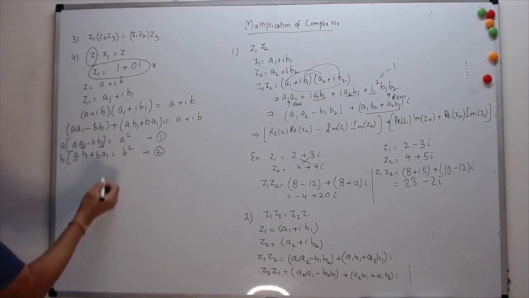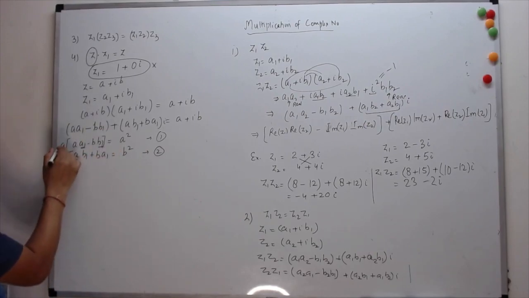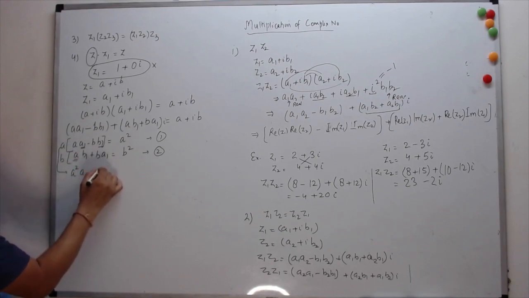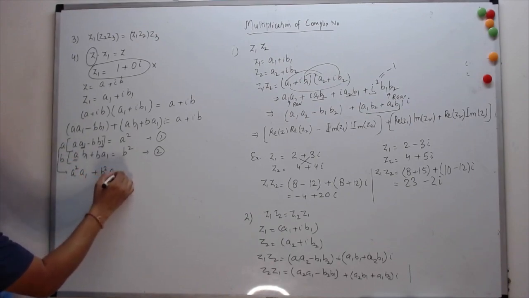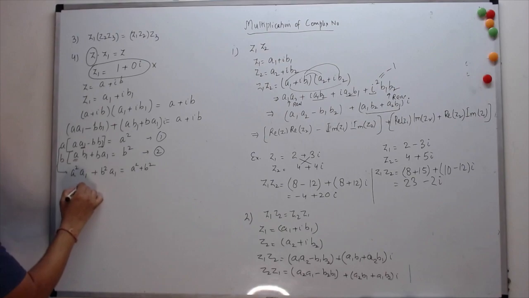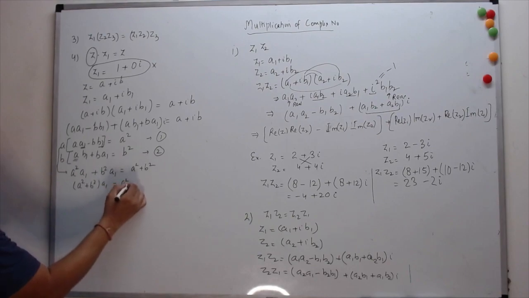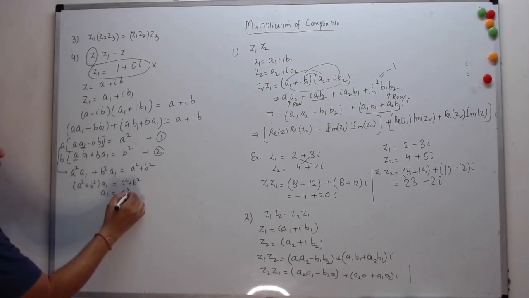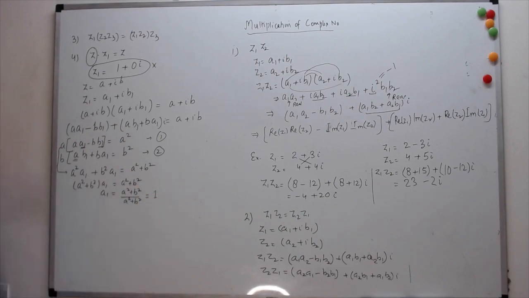And then I can add them. So from this value I get a square a1, and from this one I get b square a1, which should be equal to a square plus b square, meaning a square plus b square times a1 equals a square plus b square. So a1 comes out to be a square plus b square over a square plus b square, which is the value 1, and that is what we said.